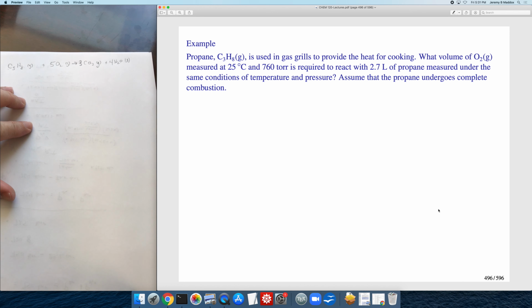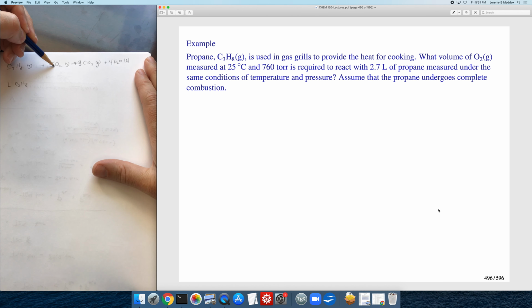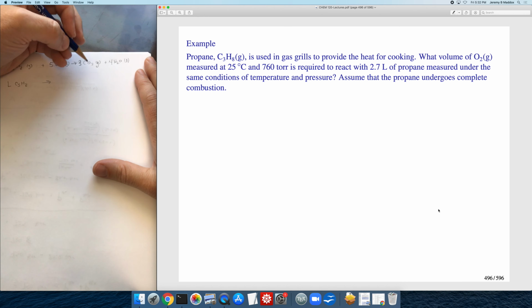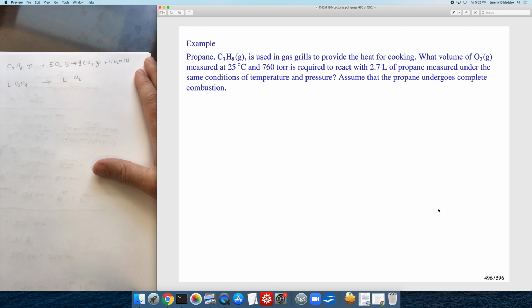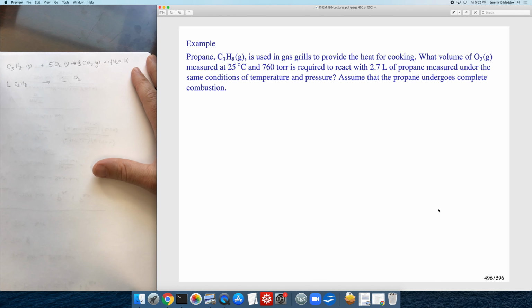They are giving us a volume of propane. So we are to convert from liters of propane. Ultimately, they want liters of oxygen. Okay, and so we can use the stoichiometric coefficients to directly convert from liters of propane to liters of O2, as long as pressure and temperature are fixed. We can do that.